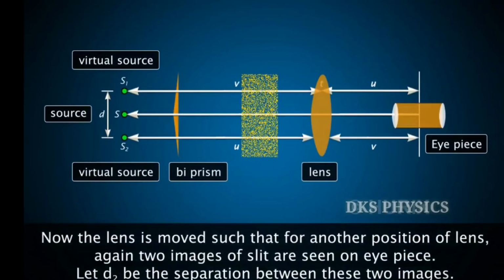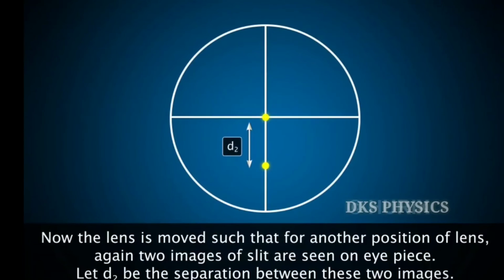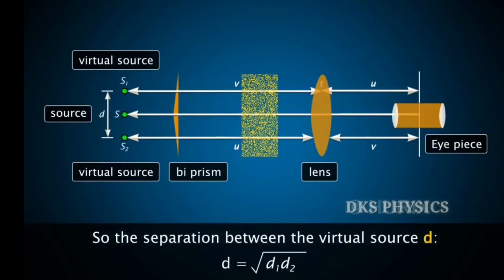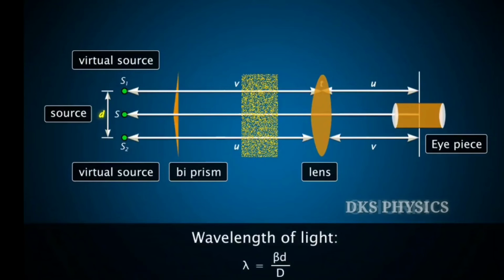Now, the lens is moved such that for another position of the lens, again two images of the slit are seen in the eyepiece. Let D2 be the separation between these two images. Since these two positions of the lens are conjugate, the separation between the virtual sources d is given as equal to square root of D1 D2. Thus, by measuring D, d and beta, the wavelength of light lambda can be calculated by the equation lambda equals beta small d by capital D.